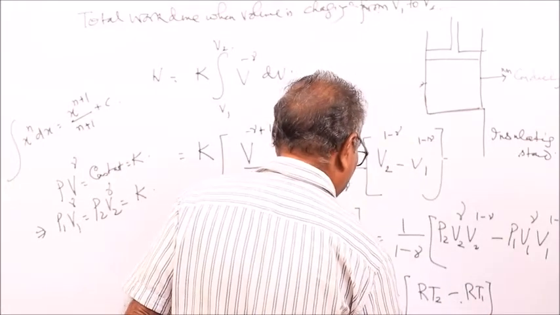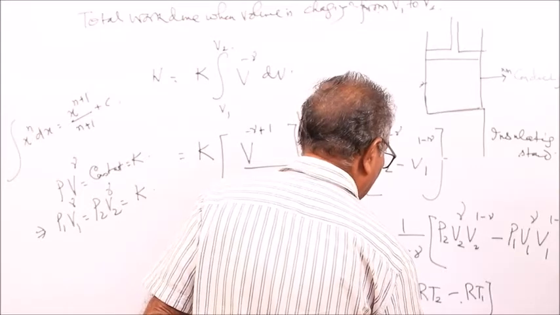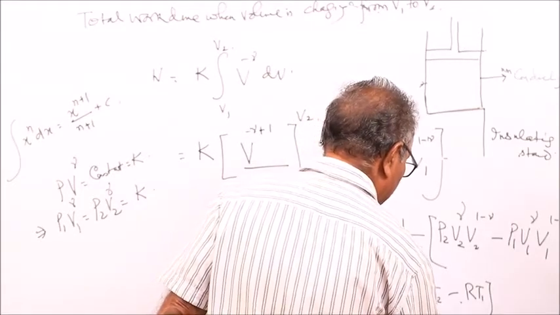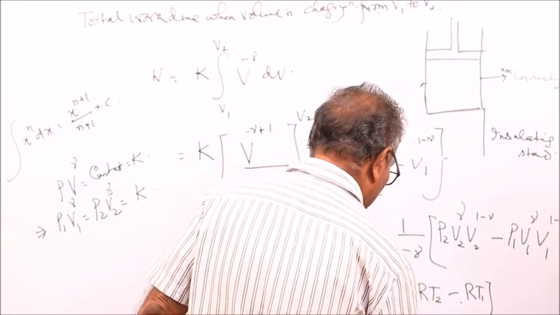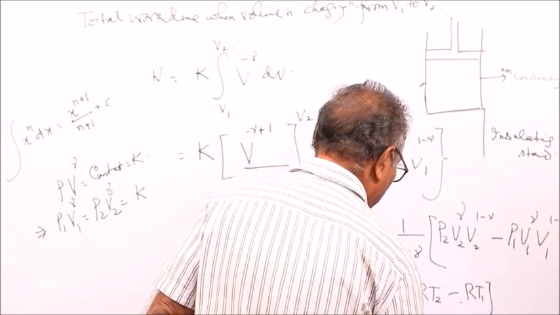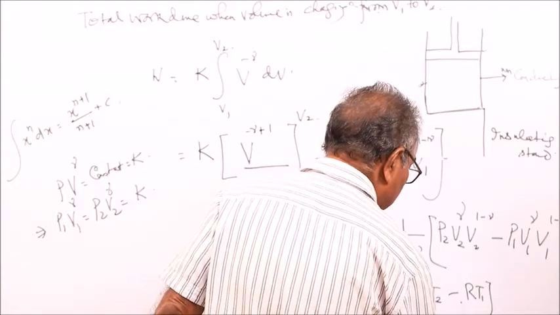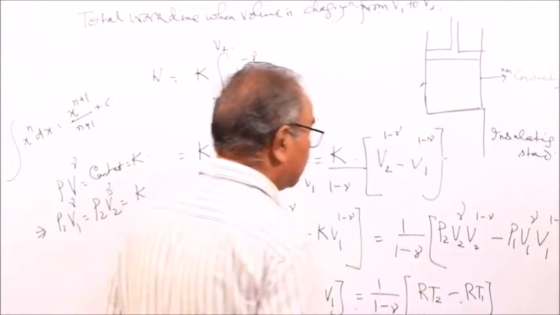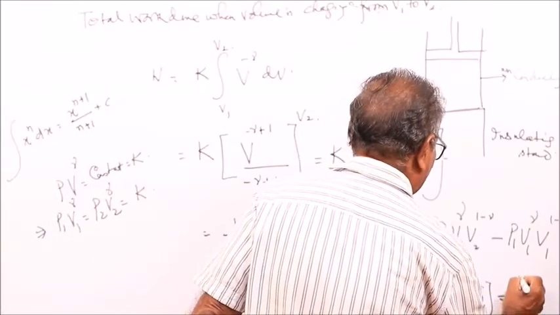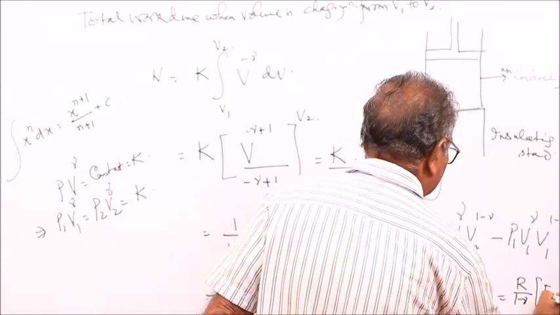Since P1 V1 is equal to nRT1, and n is 1, this is RT1. Similarly P2 V2 is equal to RT2. If you take R common, this is R into 1 minus gamma into T2 minus T1.